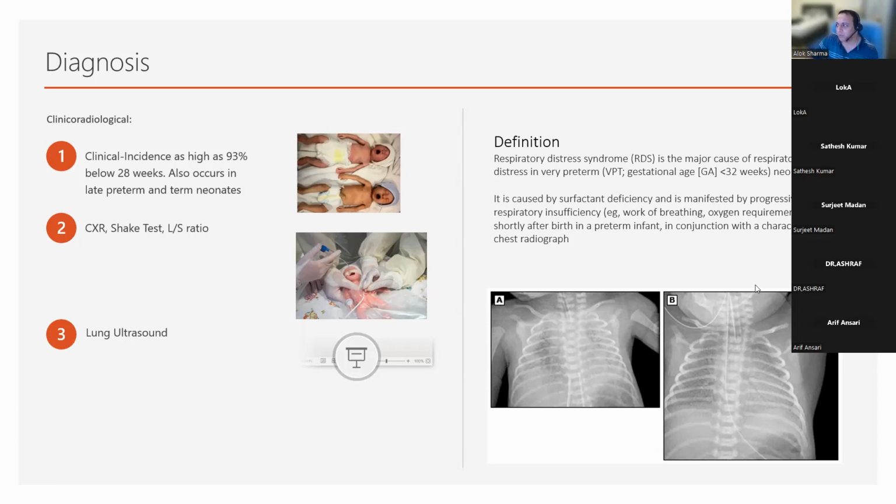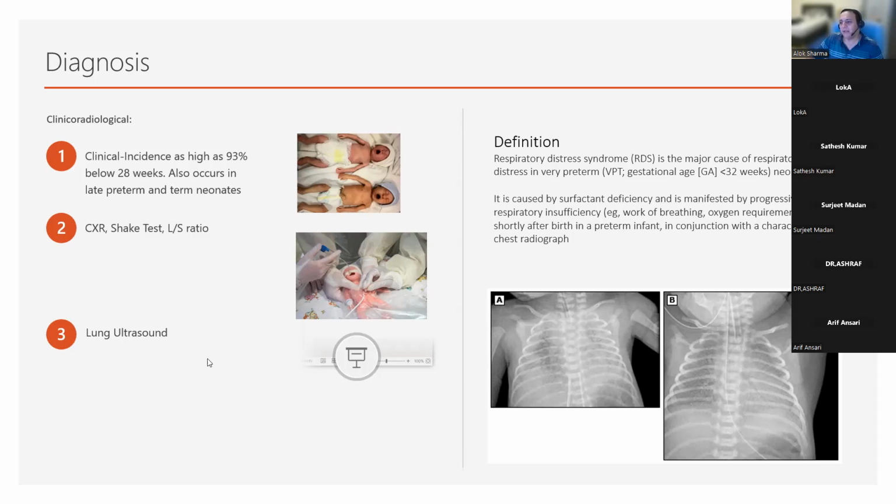And classically, what we used to describe on chest X-rays was a ground glass appearance, reticulogranular shadowing, air bronchograms, an element sometimes of widespread lung consolidation. And really, in this particular situation, if you were to do certain tests that are described in the literature, one of them is the shake test that we used to do in India, but also measurement of L/S ratios in gastric aspirates or amniotic fluid, as has been described in the literature, then you can help diagnose respiratory distress syndrome.